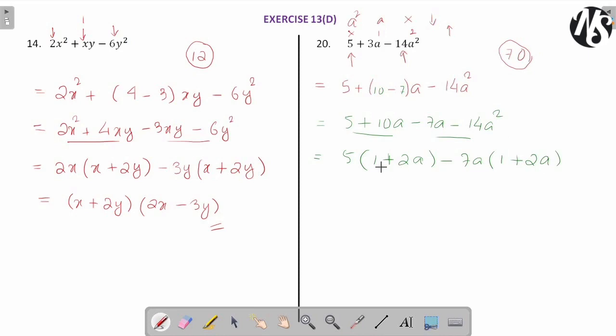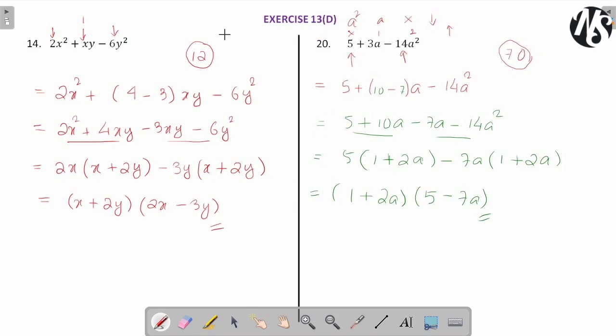See here, we have 1 plus 2a, 1 plus 2a. Remember, in the problems that we have covered till now, we have the same quantity here, and similarly we have the same quantity here. So take them out as common. So 1 plus 2a is common. From the first one we get only 5, and from the second term we get minus 7a, isn't it? So this will be the factorization of question number 20.